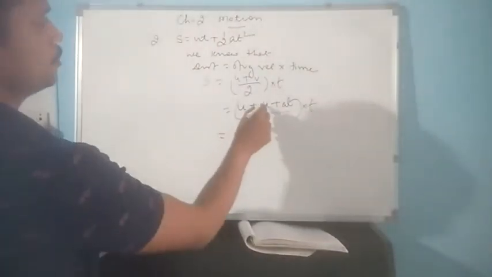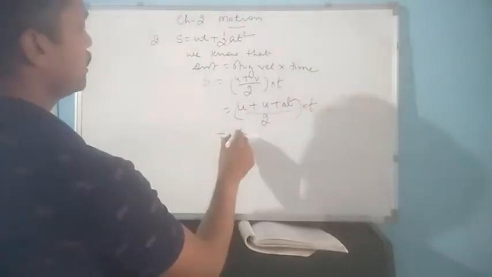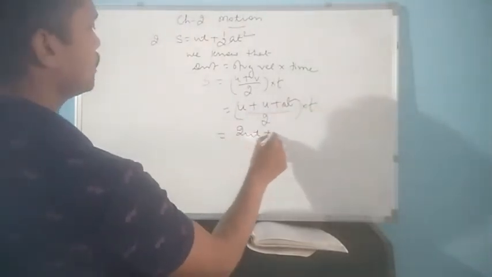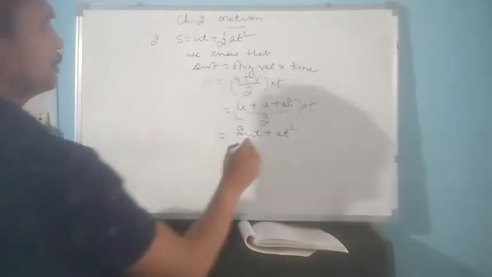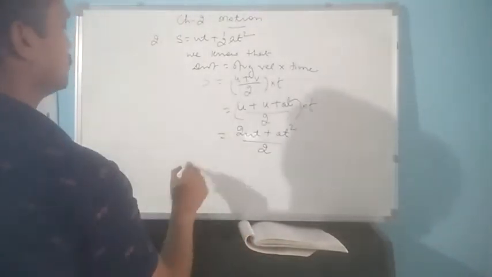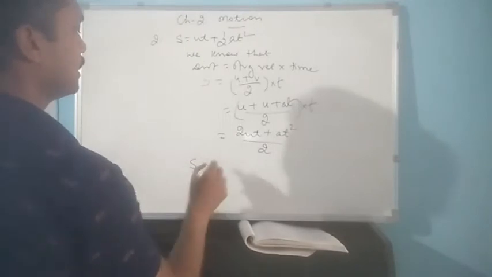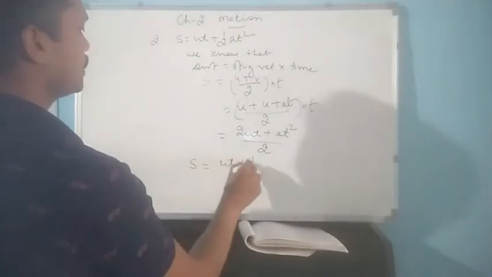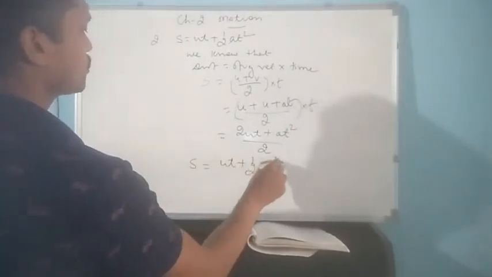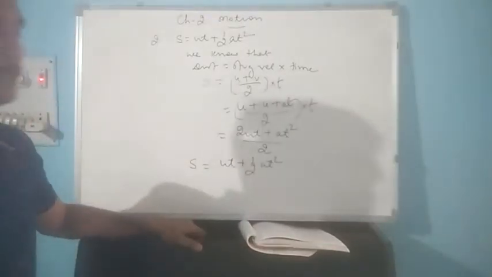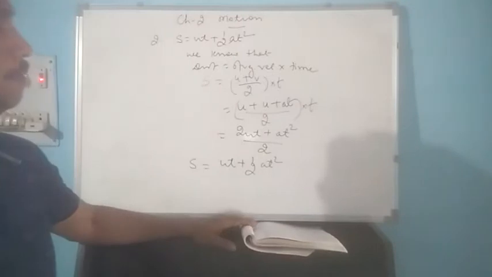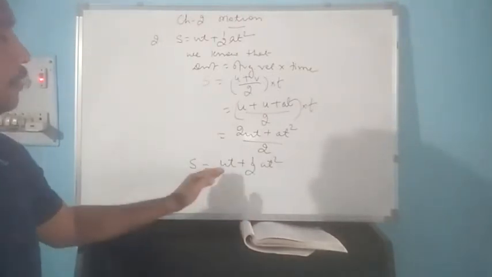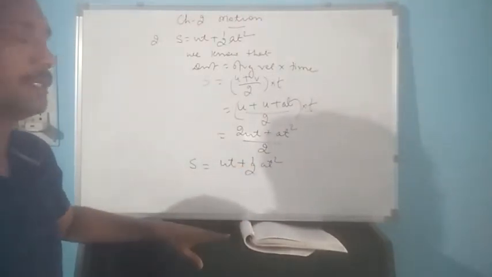Now u plus u, 2u into t will be 2ut, plus at into t becomes at square, divided by 2. So s can be further written as ut plus half at square. That is, when you divide the two terms in the numerator by 2 one by one, you will be getting s equal to ut plus half at square.